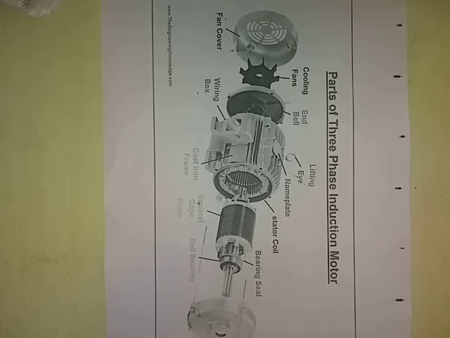So in the construction, mainly there are two parts. We have seen that the first one is stator and second one is the rotor. Stator is stationary and rotor is the rotating device. And corresponding to the stator and rotor, there are other parts related with that, which are again most important for the whole construction of the induction motor.